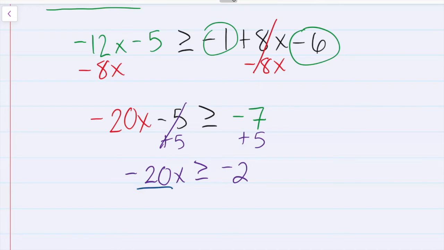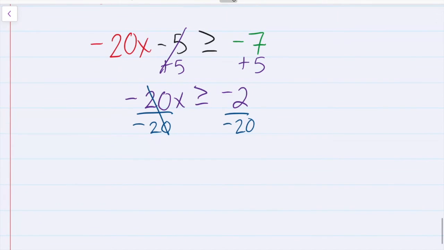And the last step, divide by -20. Divide by -20. And here's the important part, guys. We are dividing by a negative. So notice how this is a -2. But because you're dividing by a negative number, you're going to turn this whole thing into a +2/20. You see what I mean? You changed it from a negative to a positive because you were dividing.